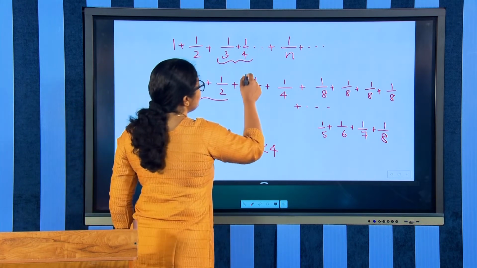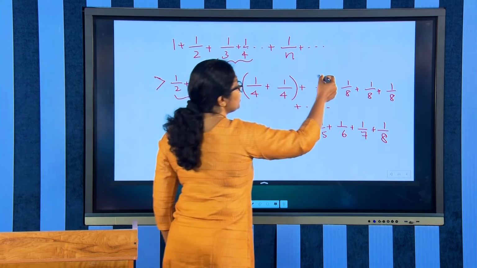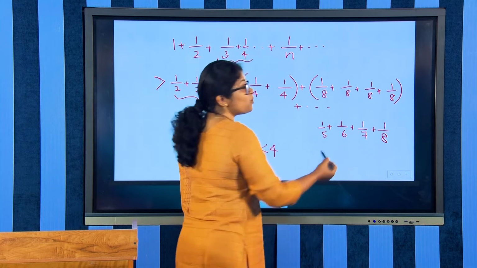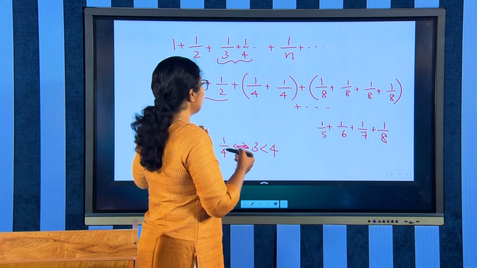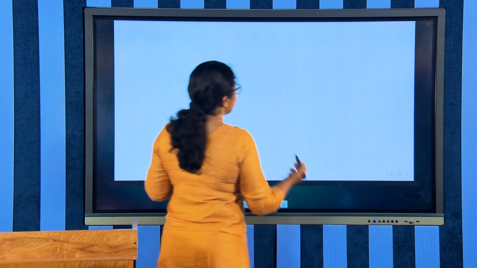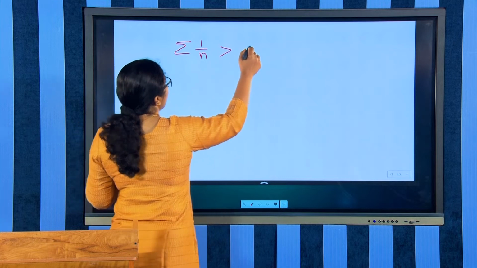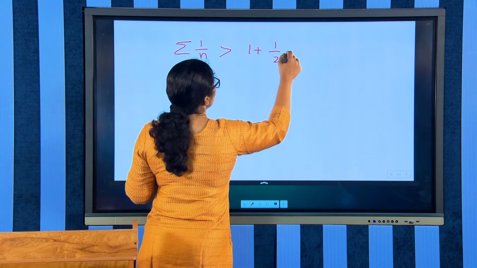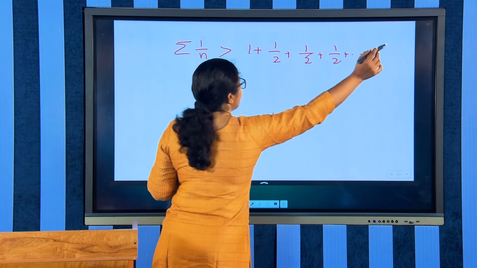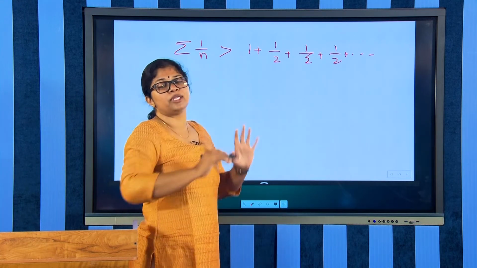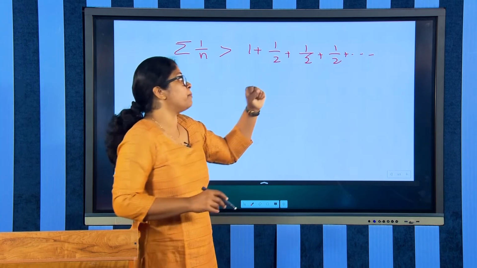Now, collecting these two together, this adds to 1 by 2, these 4 together, that also adds to 1 by 2. So, that is the trick done in this proof. So, we can see that summation 1 by n is now greater than 1 plus 1 by 2 plus 1 by 2 plus 1 by 2 plus 1 by 2, every term is replaced by 1 by 2. So, how many 1 by 2's will be there? An infinite number of 1 by 2's will be there.